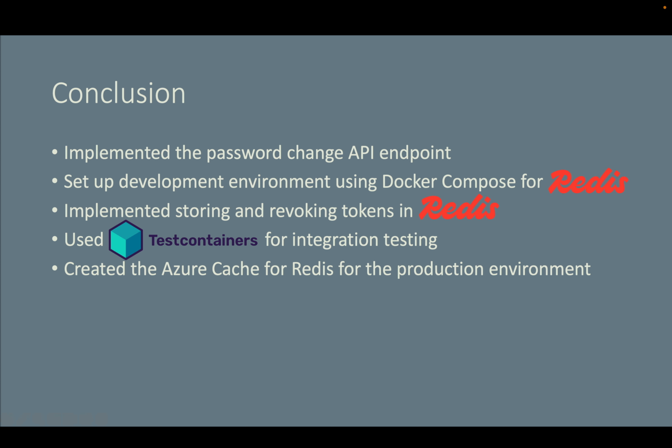To recap, we implemented the password change API endpoint, set up our development environment using Docker Compose for Redis, and implemented storing and revoking tokens in Redis. We also covered how to use Testcontainers for integration testing and configured Azure Cache for Redis for our production environment.